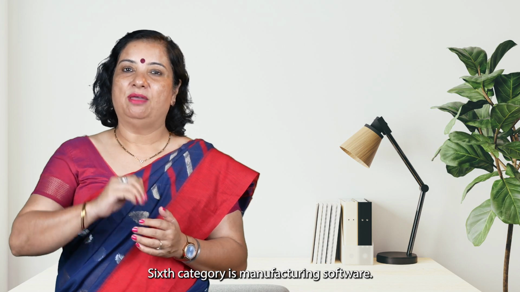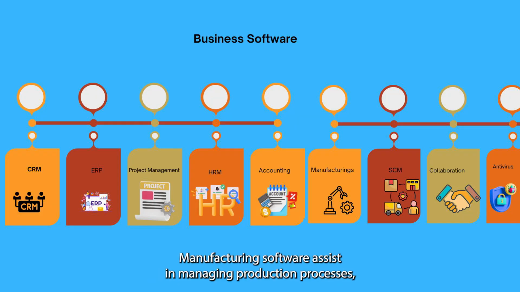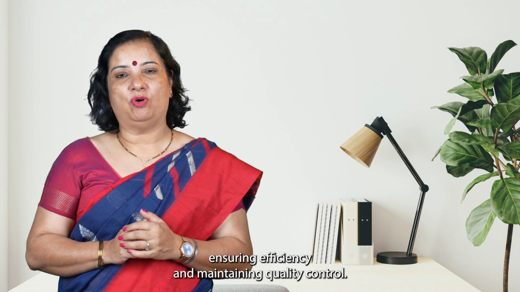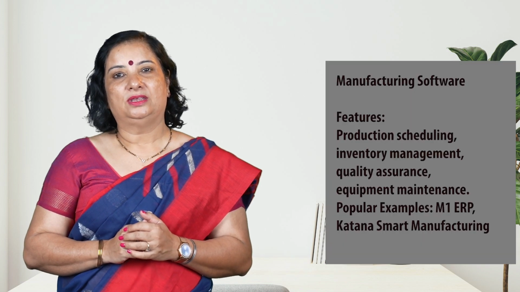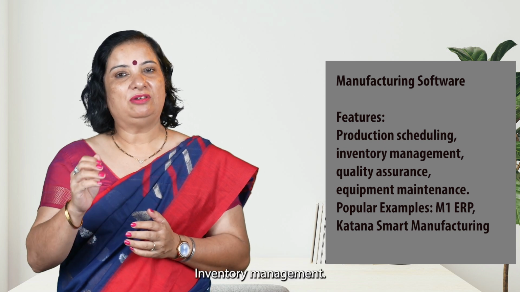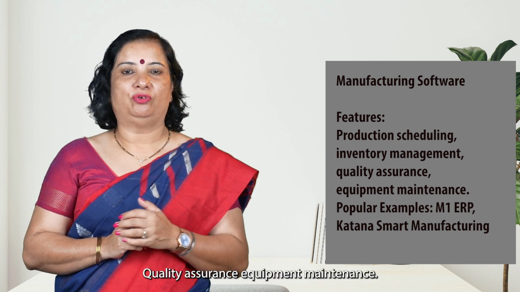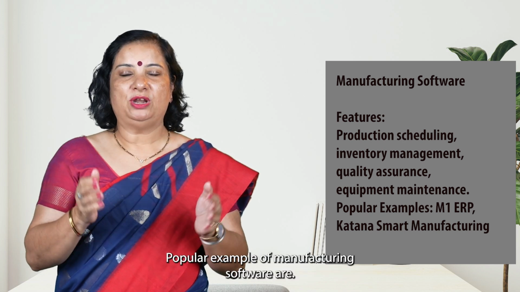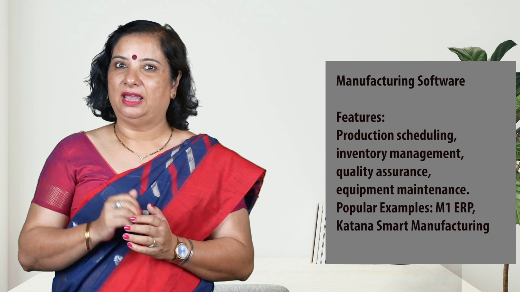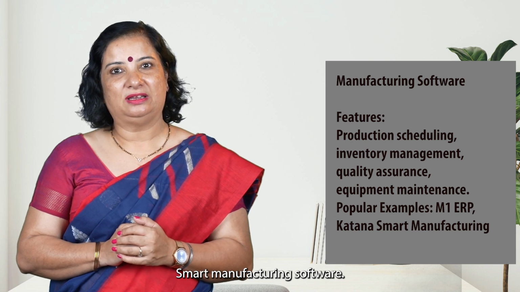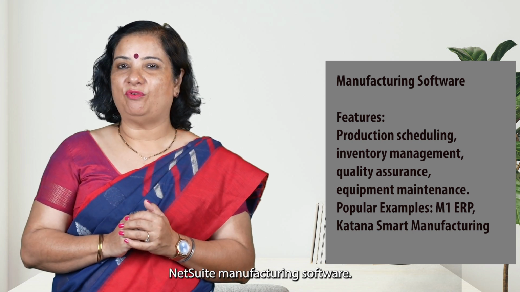Sixth category is manufacturing software. Manufacturing software assists in managing production processes, ensuring efficiency and maintaining quality control. So the main features of this software are production scheduling, inventory management, quality assurance, and equipment maintenance. Popular examples of manufacturing software are M1 ERP, Katana Smart Manufacturing Software, and NetSuite Manufacturing Software.